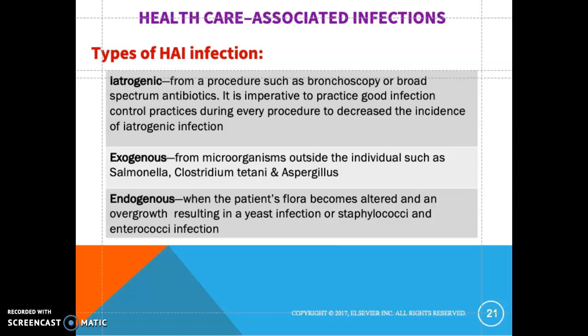So we have types of healthcare associated infections. We have the iatrogenic infection. So iatrogenic is from a procedure such as a bronchoscopy or from broad spectrum antibiotics. It's imperative to practice good infection control practices during every procedure to decrease the incidence of iatrogenic infections.